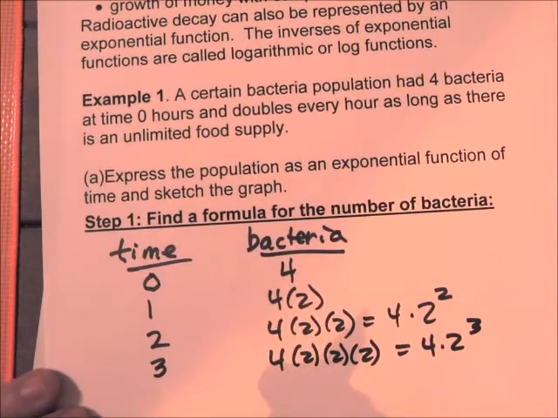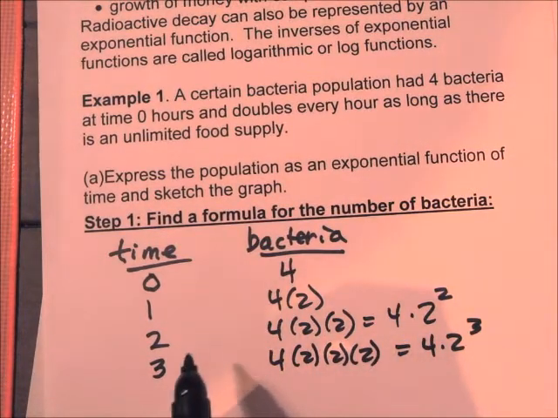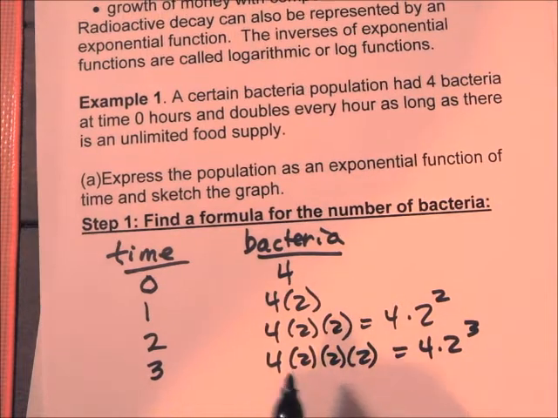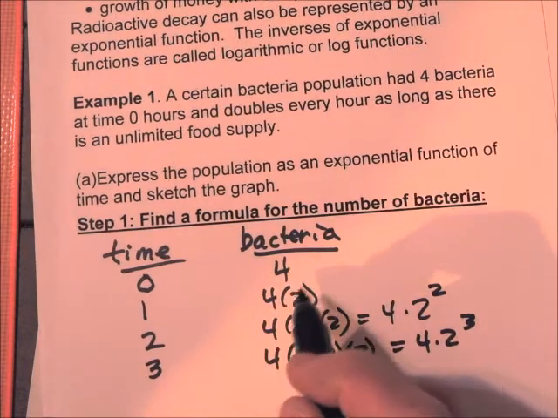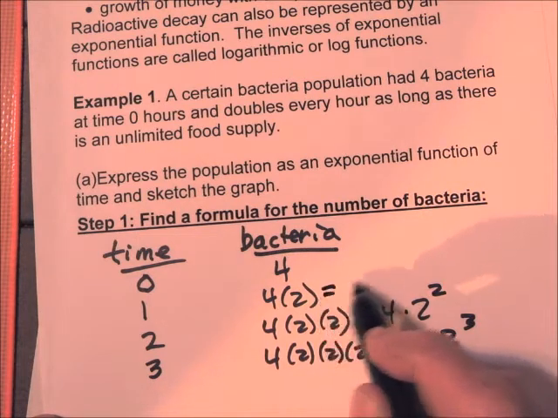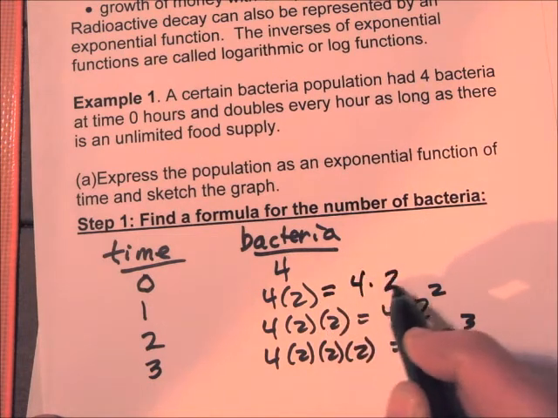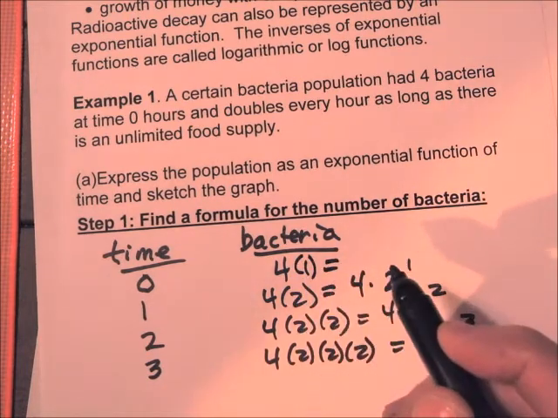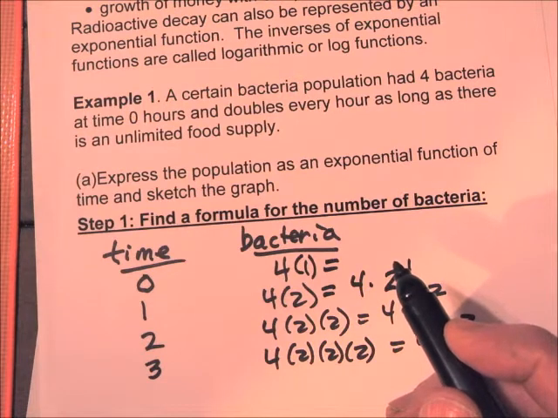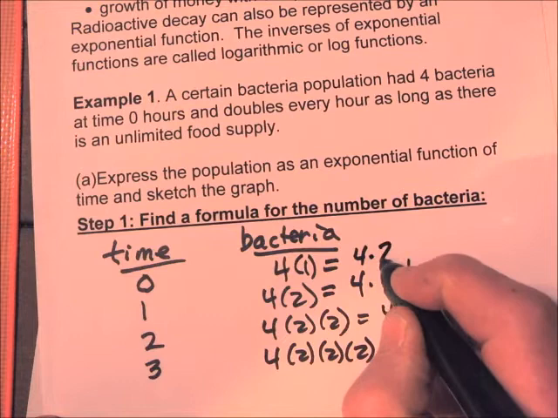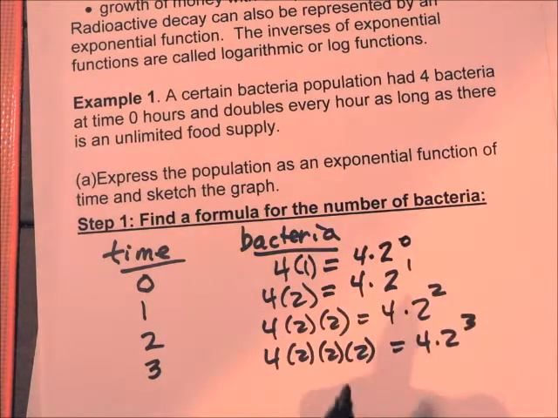Okay, so we notice a little bit of a pattern here. We have time 2 and exponent 2, time 3 and exponent 3. We can also write these other expressions using exponents. 2 is the same as 2 to the first power, so we can write this as 4 times 2 to the first power. And 4 is the same as 4 times 1, and 1 we can write as 2 to the 0 power. Any number to the 0 power is 1. So now we can maybe see the pattern.